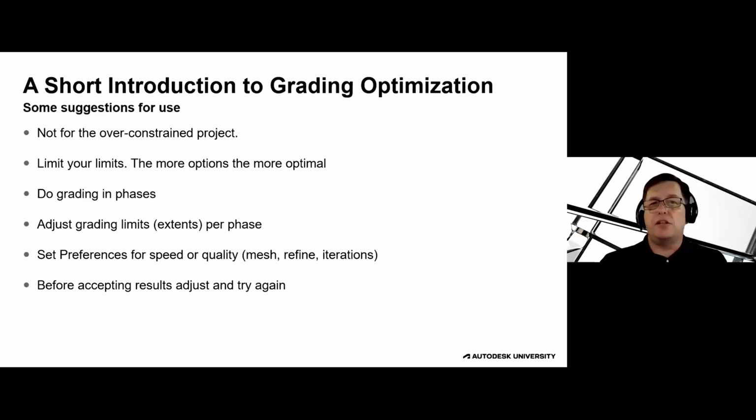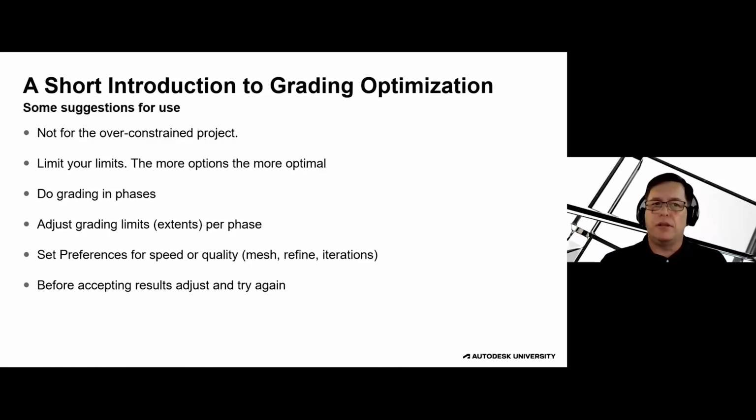Grading optimization is actually good when you've got a little bit of room, and a couple percentage or a little bit more slope here or there, a little more distance here or there. Things like that are where grading optimization really shines and provides the better result for you.